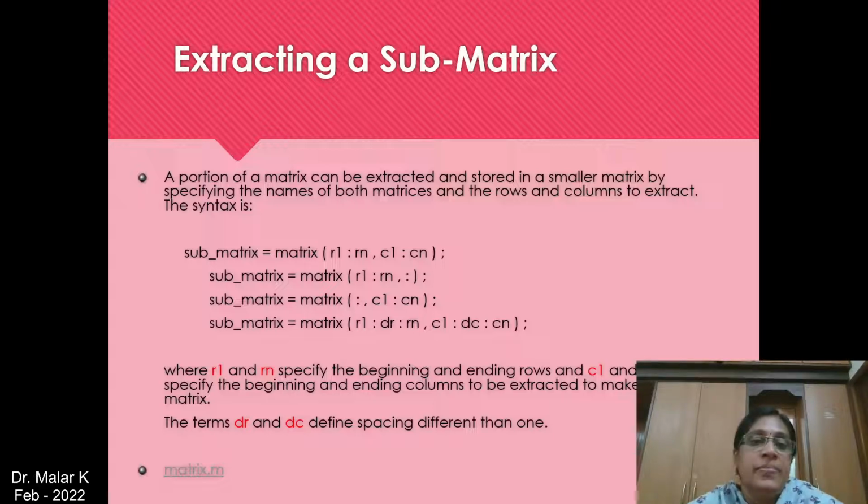Extracting a submatrix. How do we extract a submatrix from a matrix? A portion of a matrix can be extracted and stored in a smaller matrix by specifying the names of both matrices and the rows and columns to extract. So submatrix, with an underscore, is one way. So submatrix equals matrix of R for row, C for column. So first row, first column, and Cn means nth column. So we can define a submatrix this way.